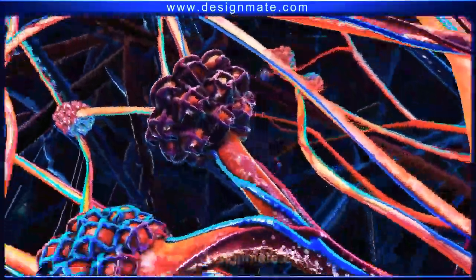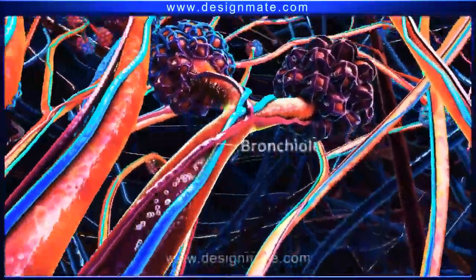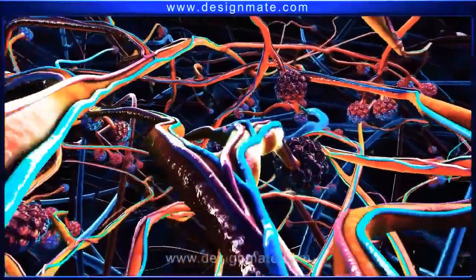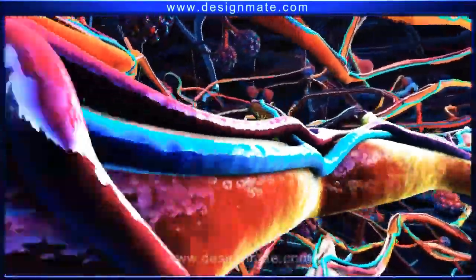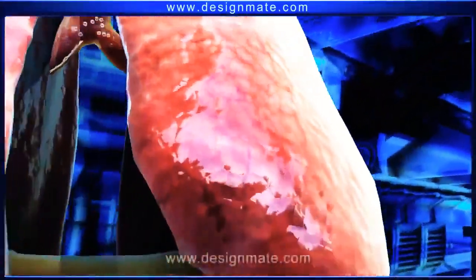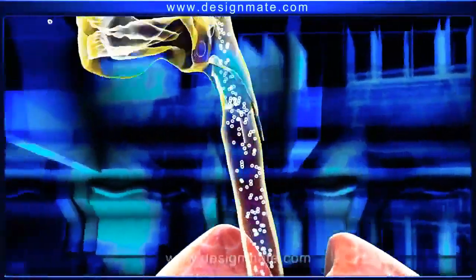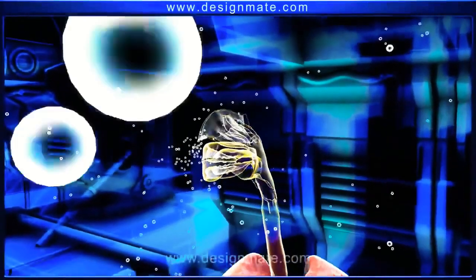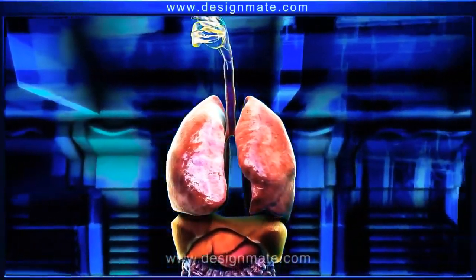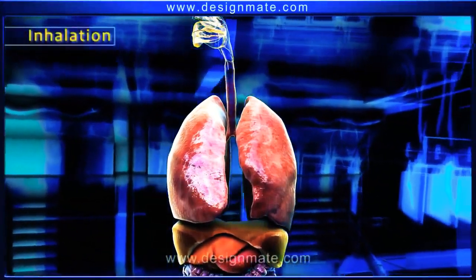And then from the alveolus, it travels through the bronchioles into the bronchus, which finally reaches the trachea and is breathed out through the nostrils. So the process of breathing in air rich in oxygen is called inhalation.